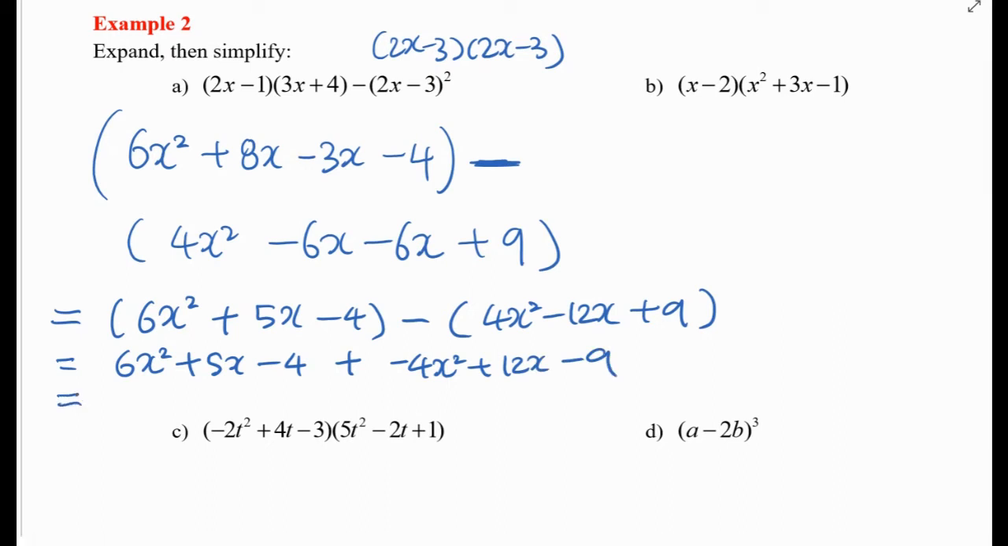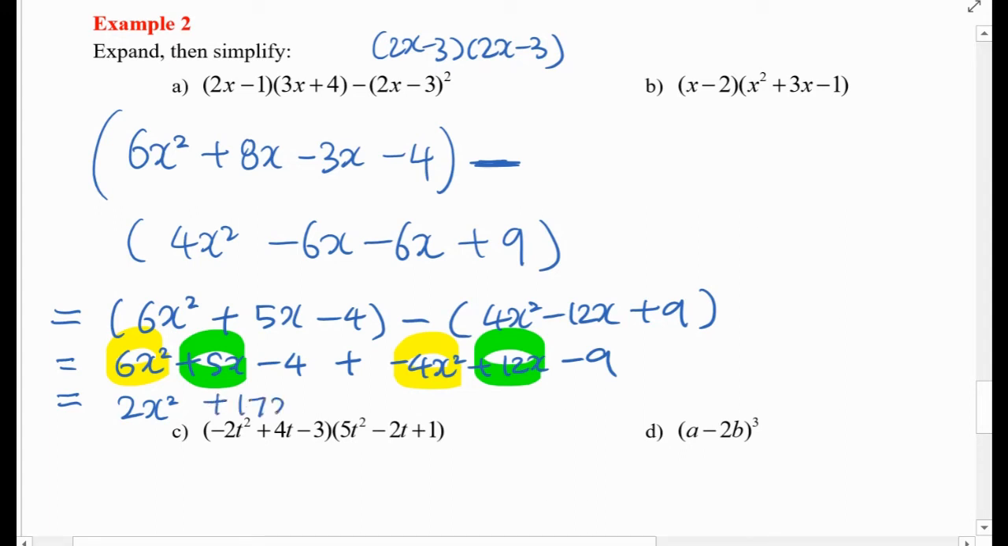Okay, and we're going to collect the like terms. That is 2x squared, 5x plus 12x is 17x, negative 4, negative 9, negative 13. So this is the answer.